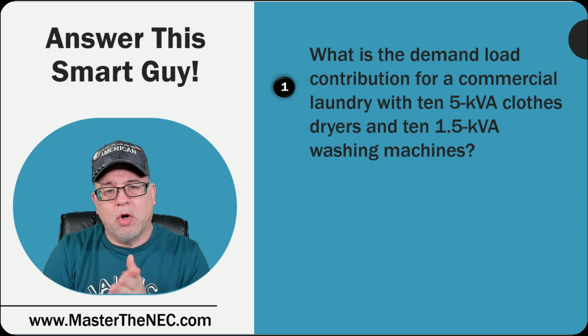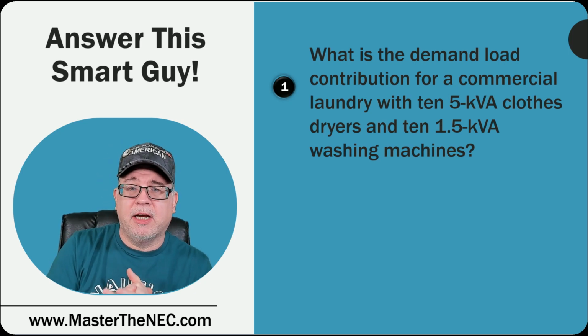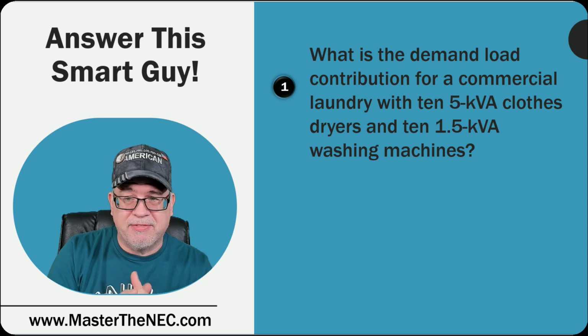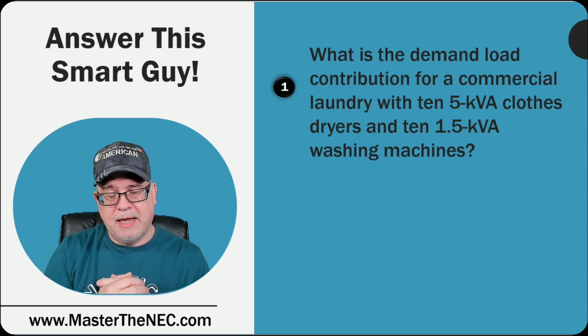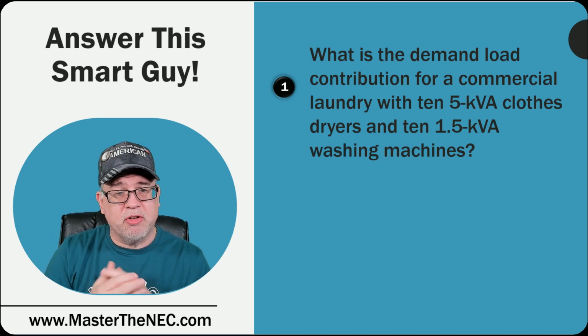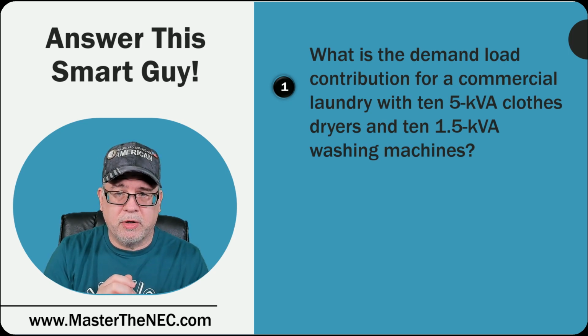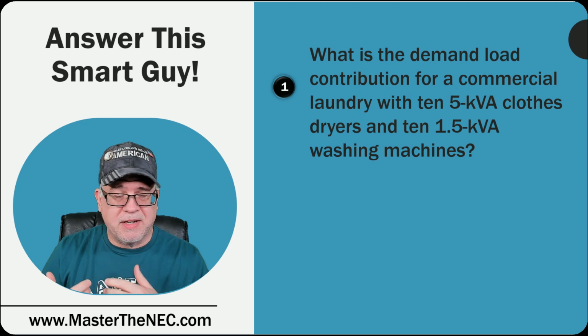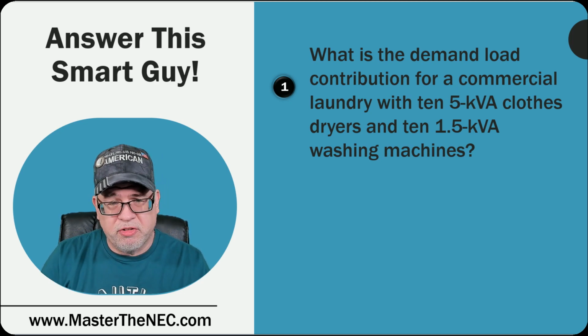All right, so question number 1. What is the demand load contribution for a commercial laundry with 10 5 kVA clothes dryers and 10 1.5 kVA washing machines? Okay, so think about this question for a minute, and you're thinking about contributions. What is the contribution? The contribution is going to be, is there some type of derating that can be applied to these clothes dryers or washing machines?